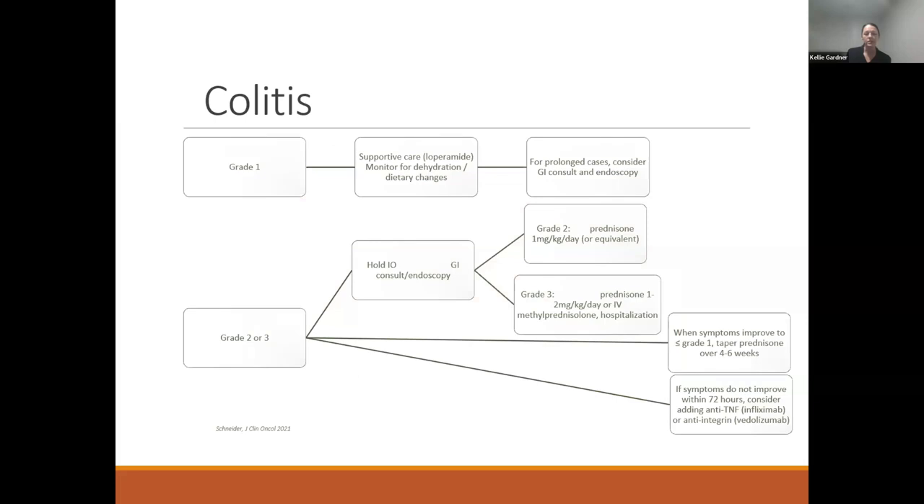So this is a nice little chart that we can use. For grade 1, it's supportive care, use Imodium if needed. You do want to push fluids, make sure people aren't getting dehydrated, and we tend to recommend avoiding red meats, dairies, fresh fruits and veggies in the short term to give your gut a rest. If it's prolonged, we do tend to get a GI consult involved. For grade 2 or 3, it's going to be hold immunotherapy and evaluate further with scans or scopes, and start steroids when appropriate.